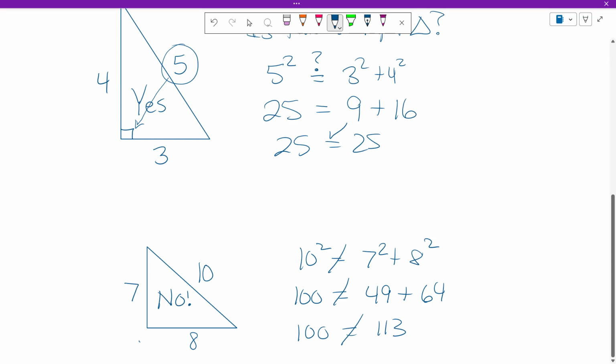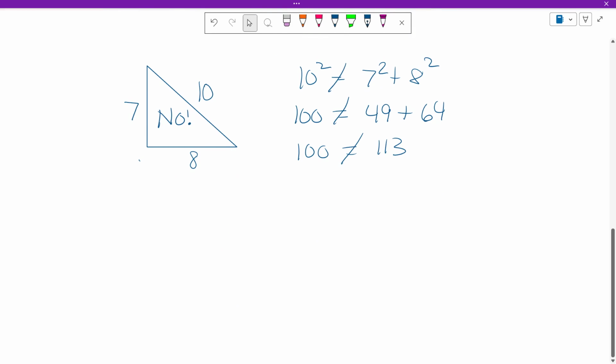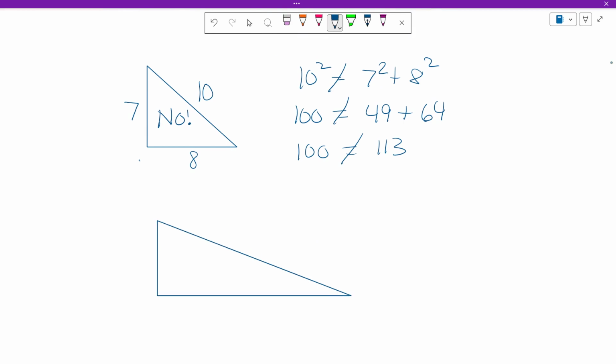So on today's assignment, you're going to have like 6 problems where you have to determine, is it a right triangle or is it not a right triangle? Now, sometimes we'll have decimals, okay? Sometimes we'll have decimals. So let's say this side is 0.7. This side is 2.